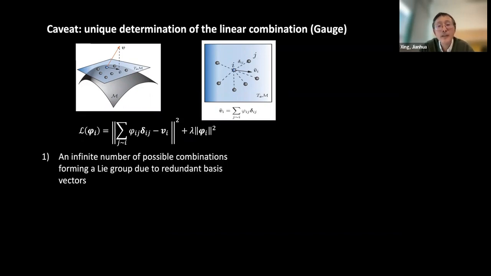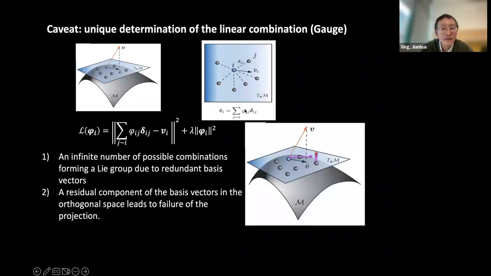The problem is one thing: our basis functions are non-orthogonal, that's okay, but redundant. Because they are redundant, there's an infinite number of possible combinations. You have an undetermined factor, right, for you to form this decomposition. But more severe is this.